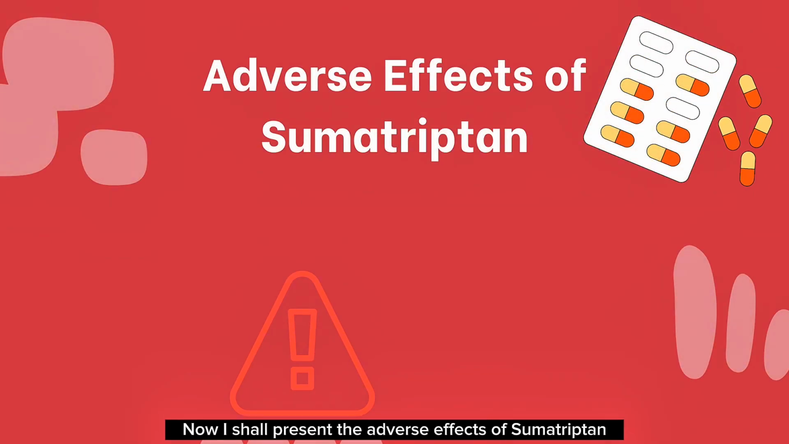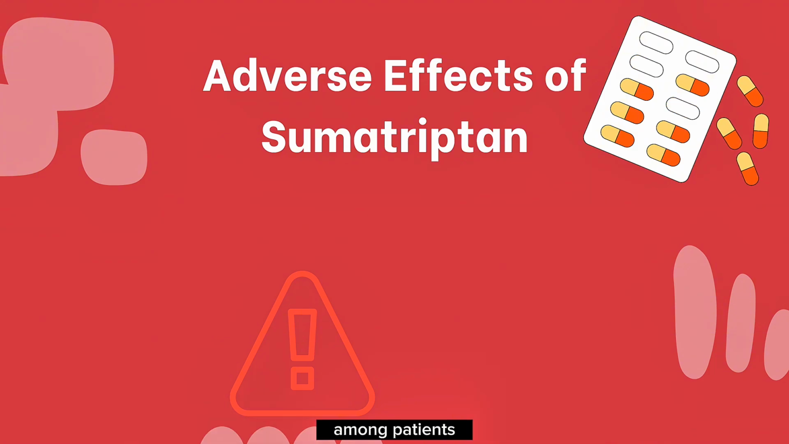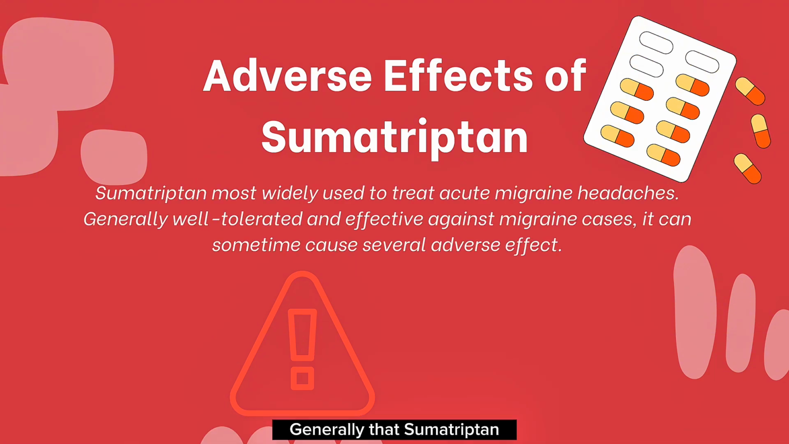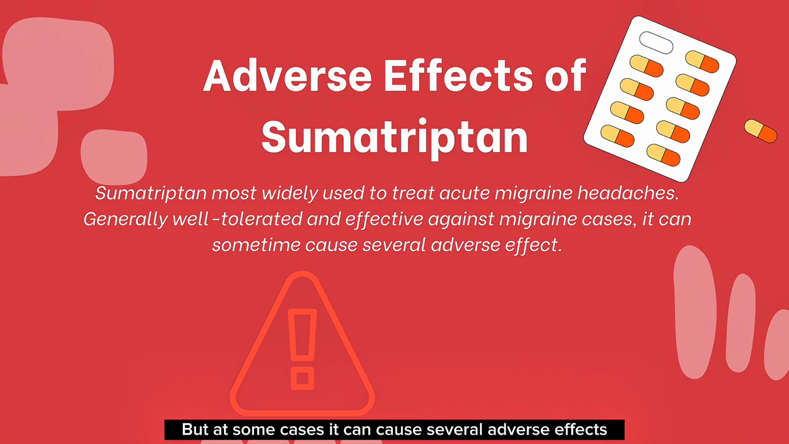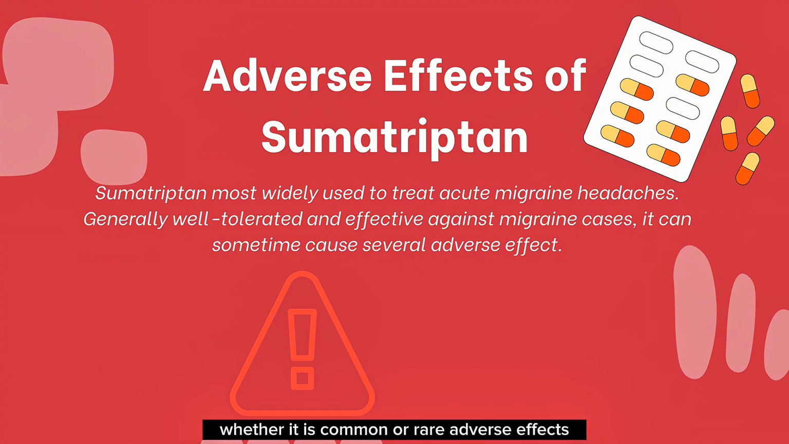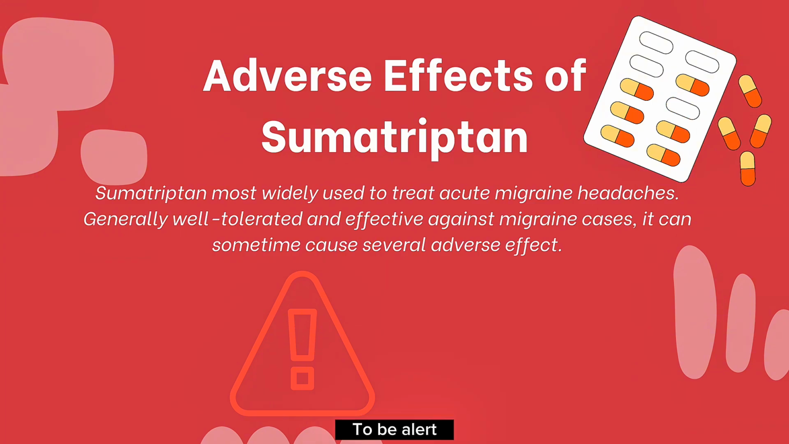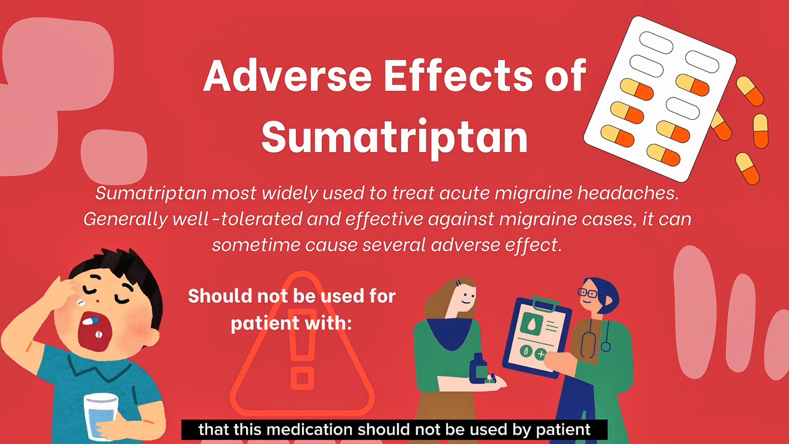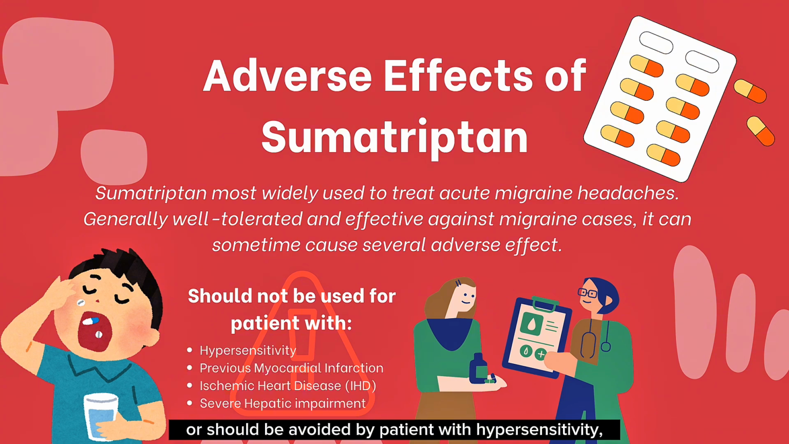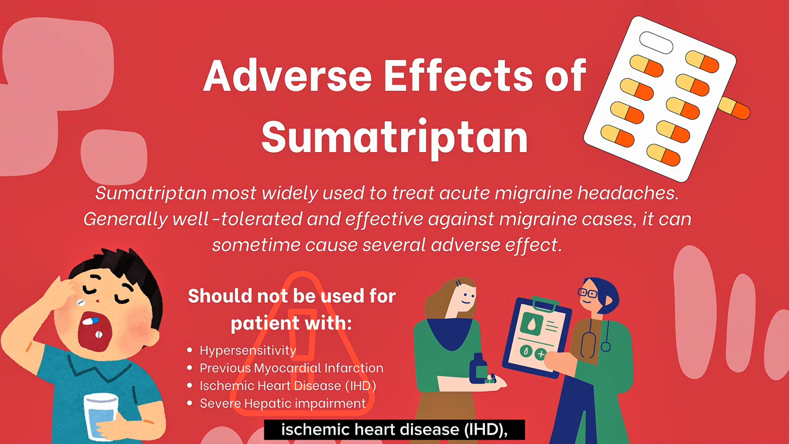Now I shall present the adverse effects of sumatriptan among patients. Generally, sumatriptan medication is well tolerated and effective against migraine, but in some cases it can cause several adverse effects, whether common or rare. Be alert that this medication should not be used by, or should be avoided by, patients with hypersensitivity, previous myocardial infarction, ischemic heart disease (IHD), and severe hepatic impairment.